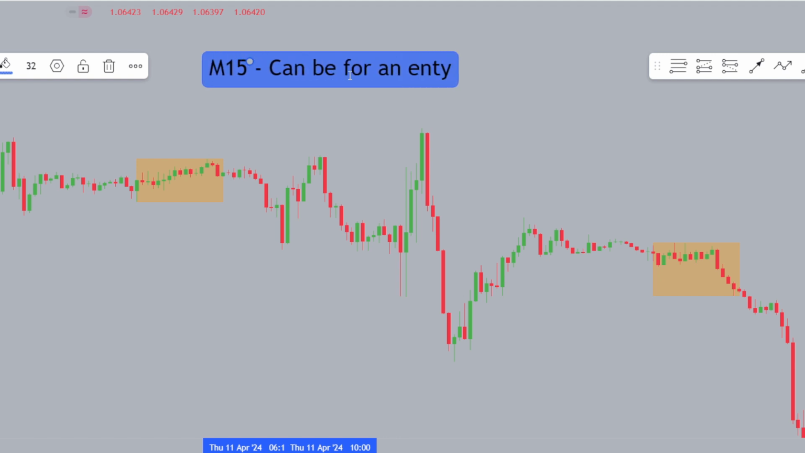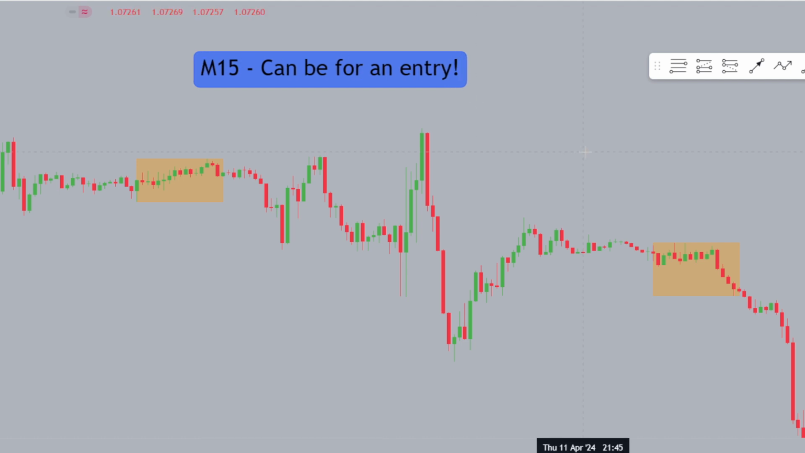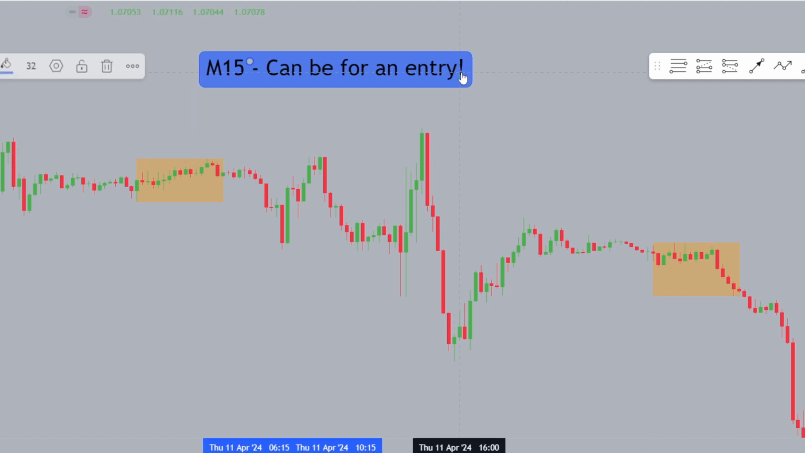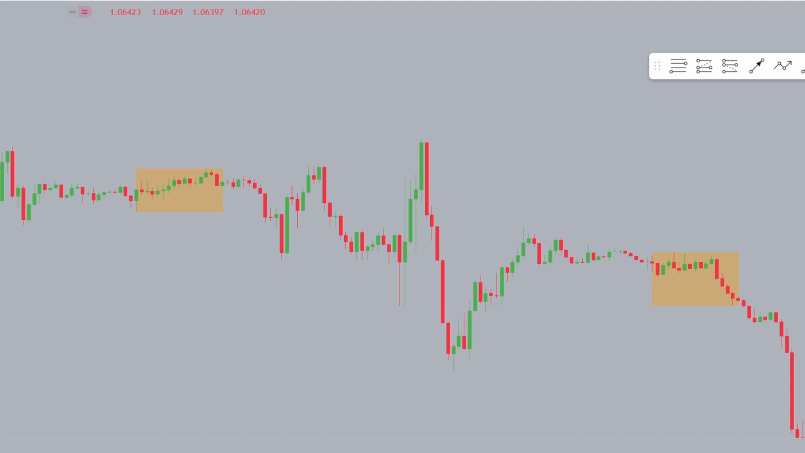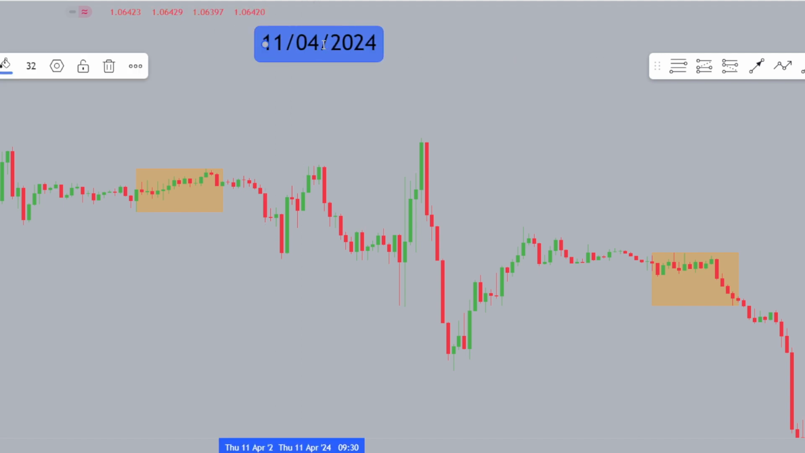You don't even have to go lower than the 15-minute time frame to actually be successful in your trading, and I'm going to show you exactly how, tips and tricks along the way for that, right? So here we have the EURUSD. This was the 11th of April, so this was the 11th of April 2024.